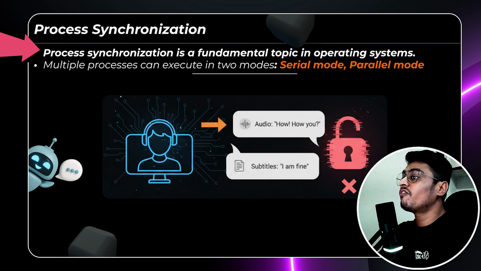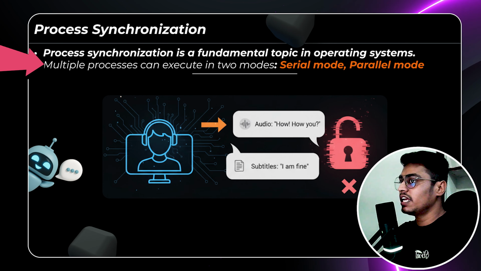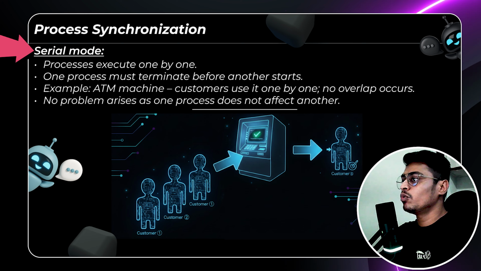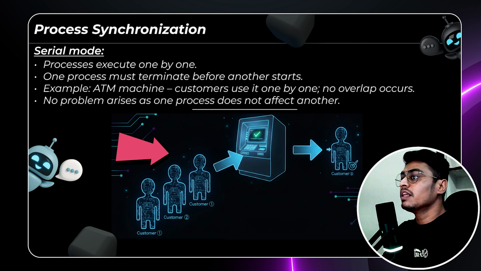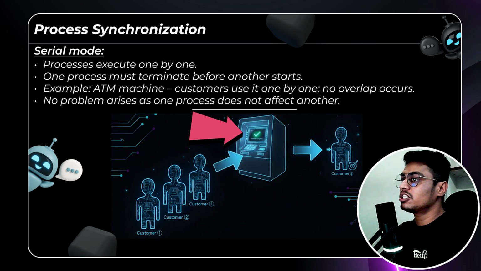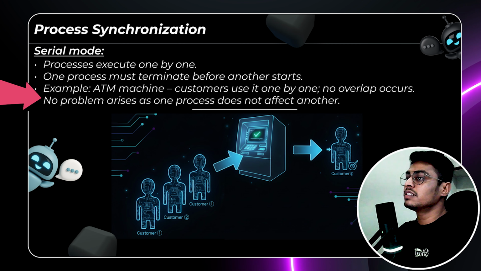Process synchronization is a fundamental topic in operating systems. When multiple processes run in our system, they can execute in two modes: serial mode or parallel mode. In serial mode, processes execute one by one. When one process starts, no other process can begin until the first one terminates. Think of it like an ATM machine. Customers use it one by one and nobody else can enter until the current person's transaction ends. In this scenario, there's no problem because one running process doesn't affect another.